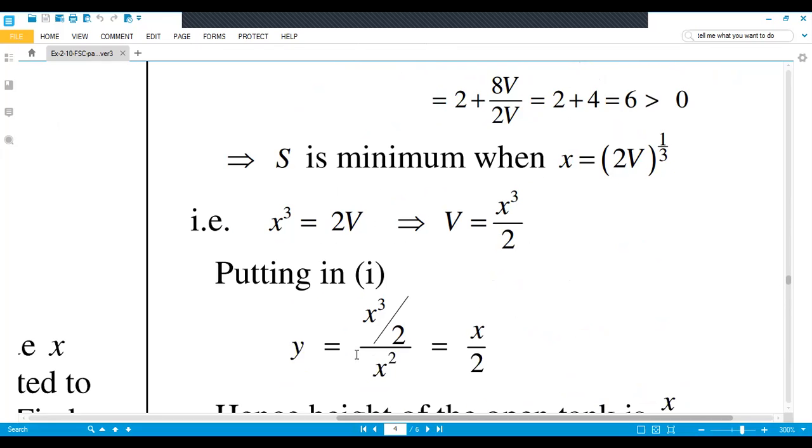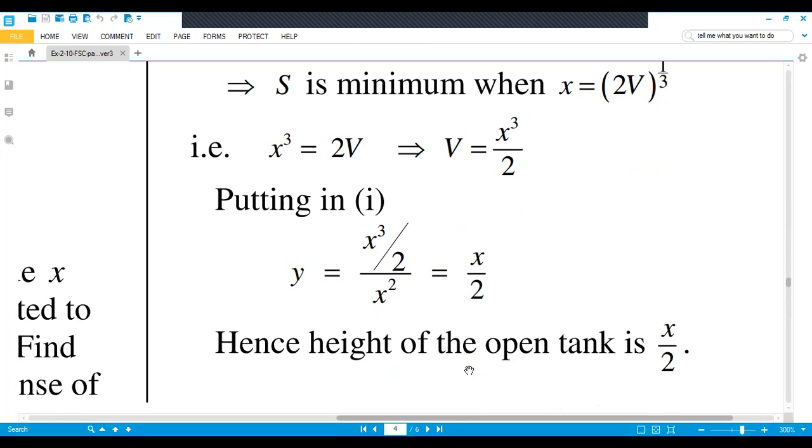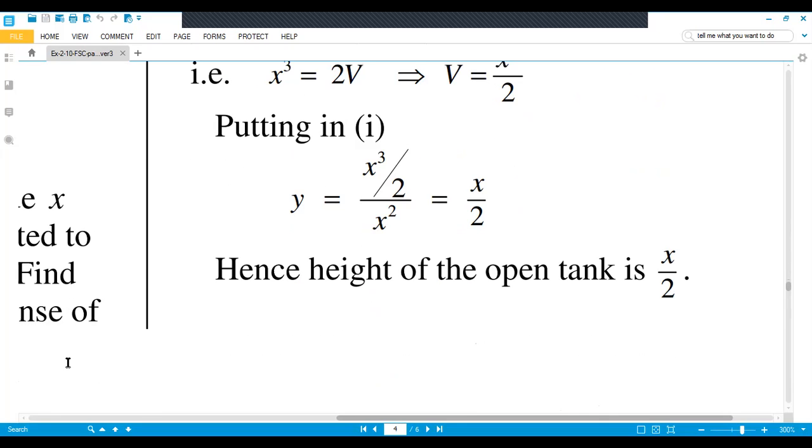So putting in equation number 1, y is equal to x cube divided by 2x square. So you get x divided by 2. Hence the height of the open tank is x divided by 2. So this is the height. How can you find the height? The value of x, you put it in equation number 1. So you will get the height of the tank.